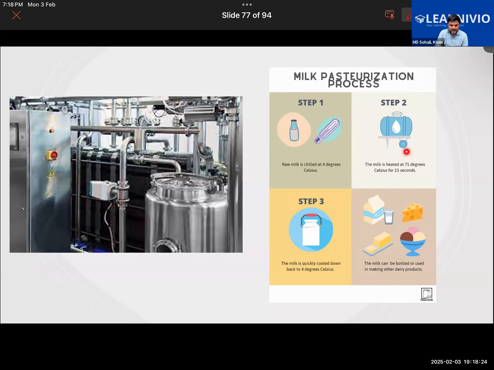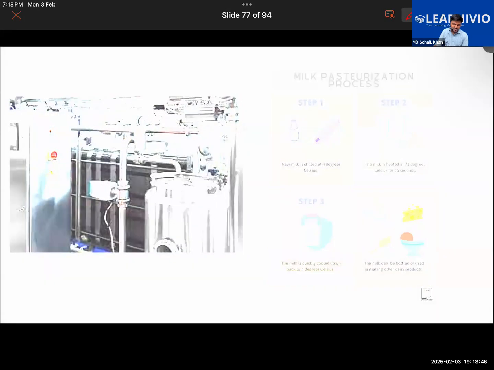So first, when you are heating it to this mild temperature, that is less than 100 degrees Celsius, the microbes will be killed. Further, whatever microbes are left will be killed when we cool it down. So that is how fruit juices and milk are preserved, and this method is pasteurization.